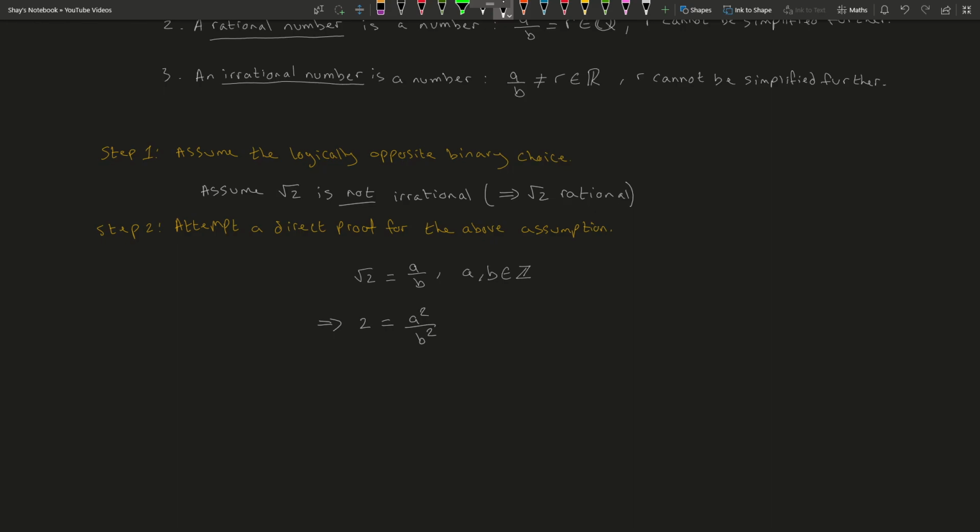Now I'm going to times both sides by b squared, which is the same as just plonking that b squared term up here. So we get that 2b squared is equal to a squared.